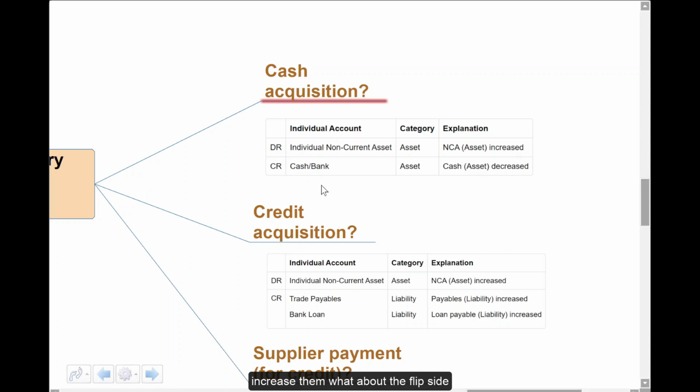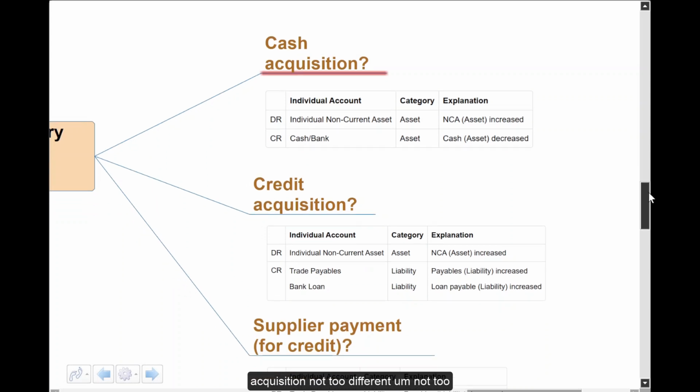What about the flip side, or the credit? Well, we credit cash or bank. Why is that? Well, we're reducing the asset of cash or bank because we're expending money. How do we reduce an asset? Well, if we debit assets and expenses to increase them, we must credit them to reduce. So therefore, debit NCA, increase asset, credit cash or bank, reduce asset. Okay, so there's a cash acquisition, or a bank acquisition.